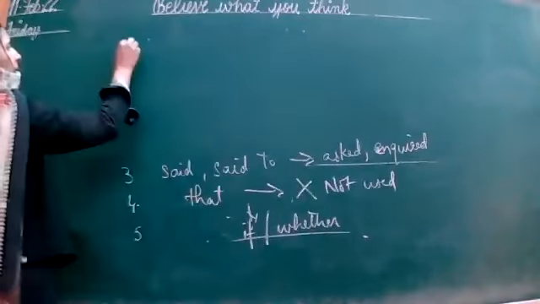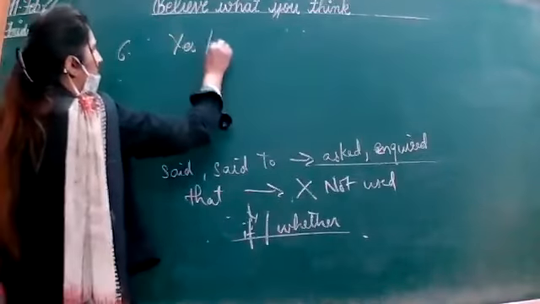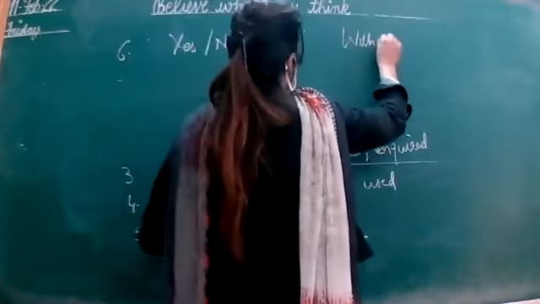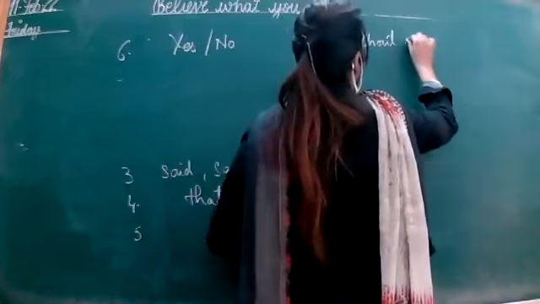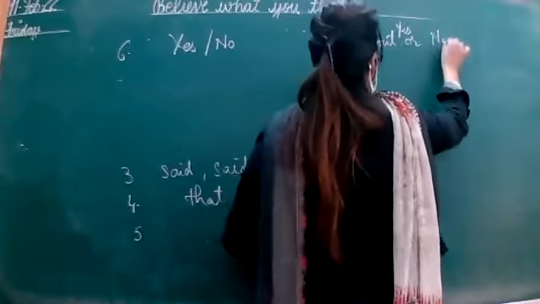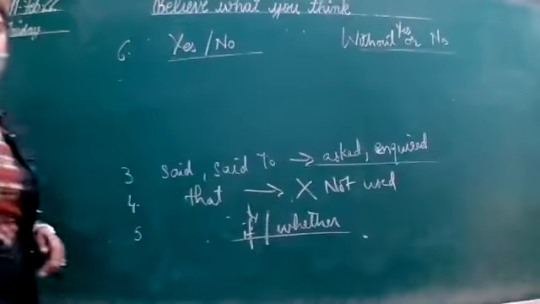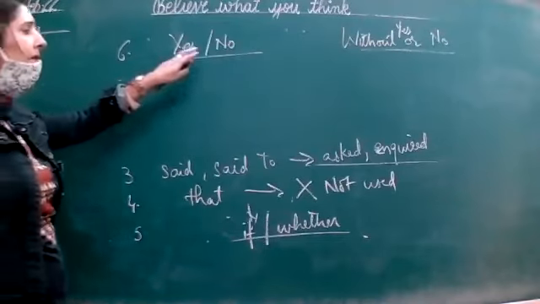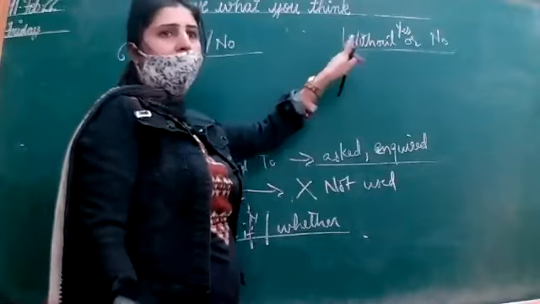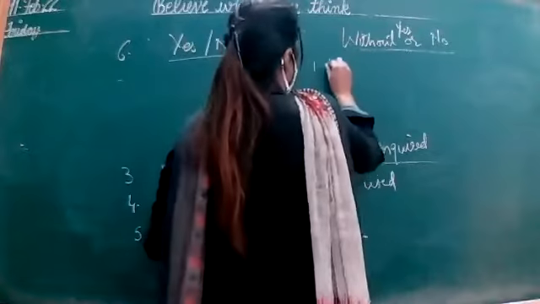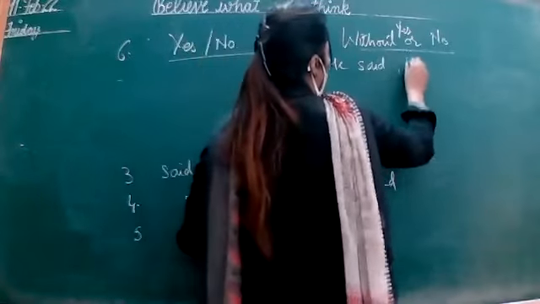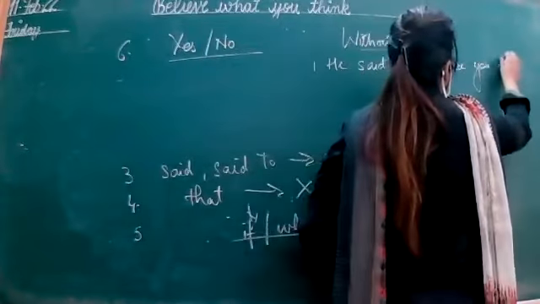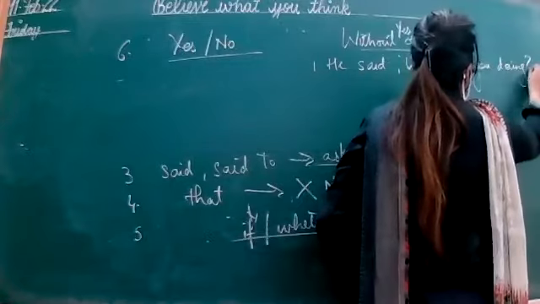There are two types of sentences: with yes or no replies, or without yes or no replies. These are the different types of sentences we have. Now here, how will we change them? First of all, let us come to without yes or no. For example, he said, what are you doing?